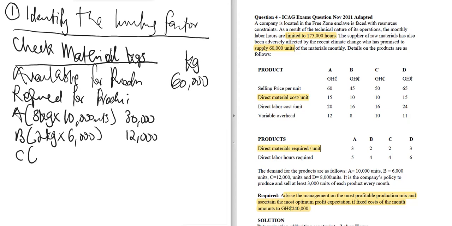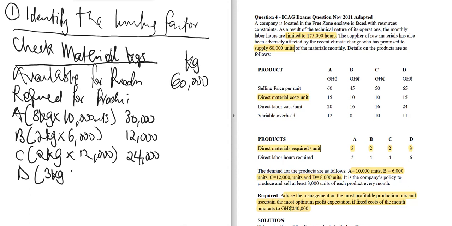When we come to C, we also need 2 kg. I'm picking the figures from here. You can see these are the figures that I'm picking up, right? 2 kg. That we are also producing what? It gave us the units 10, 6, 12,000, and 8,000. That means now I'm producing 12,000 units. Also for this one, that means I need 24,000. Also, when I take product D, I need 3 kgs, but I'm producing 8,000 units. And that is also 24,000 kgs.